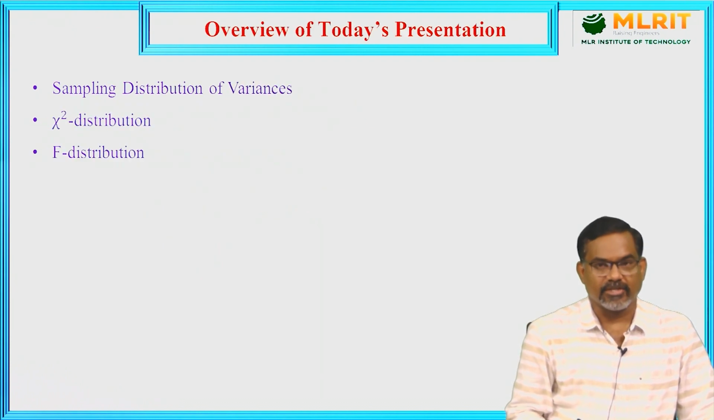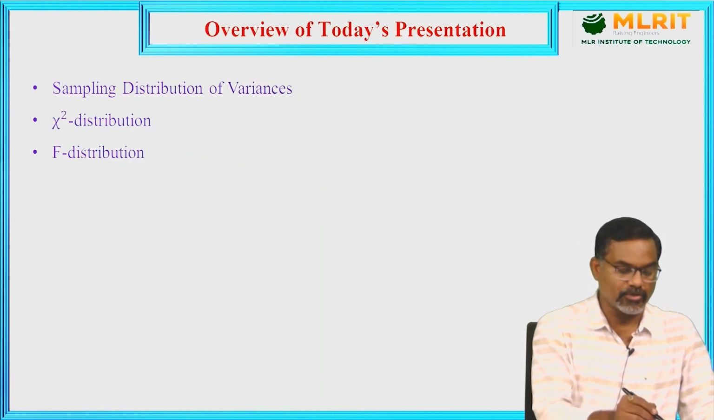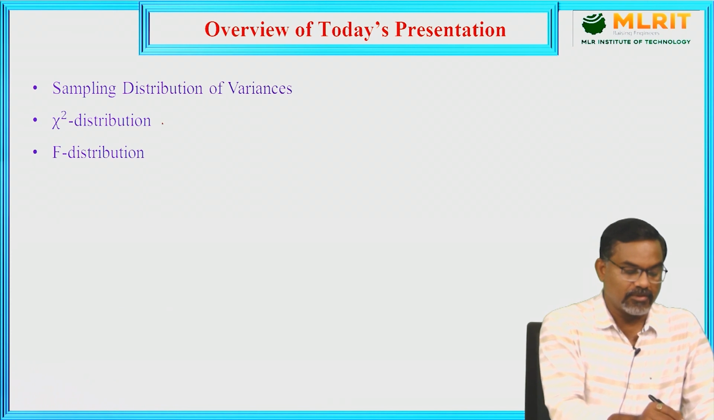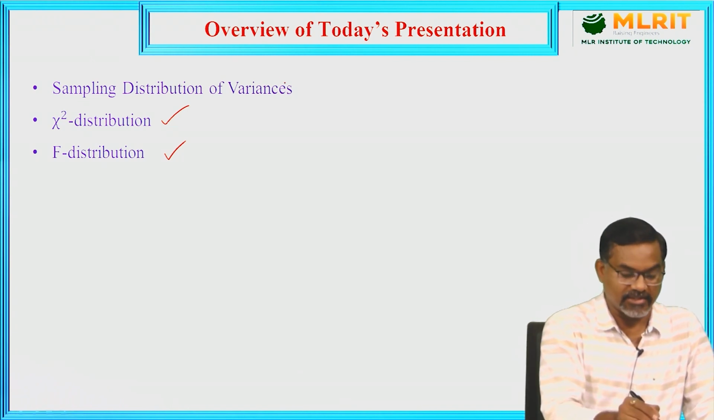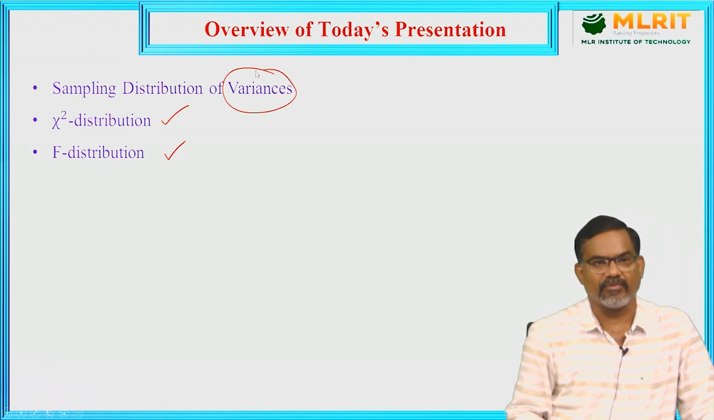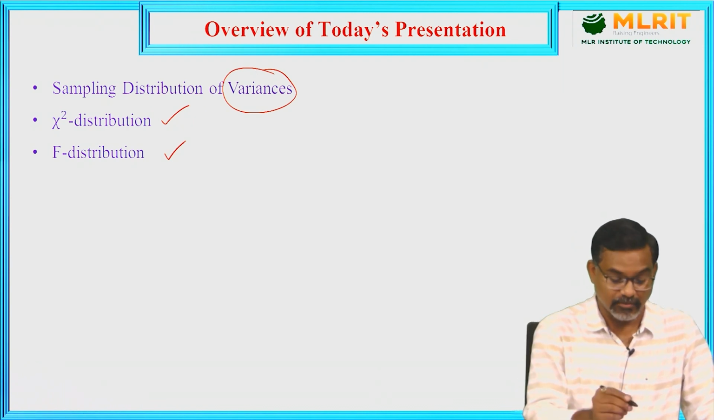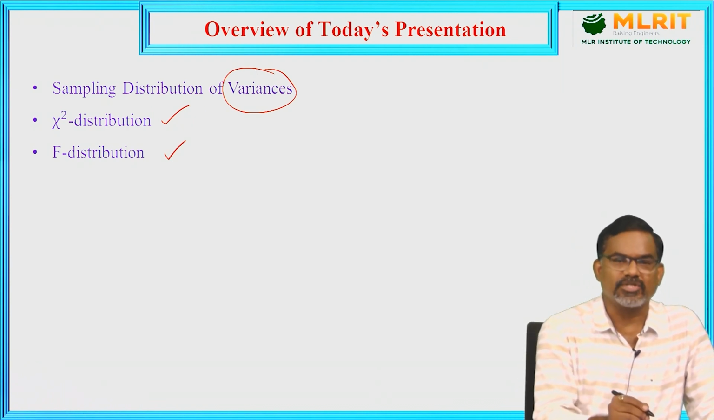Coming to today's presentation, today I am going to introduce two distributions, chi-square and F. These two come under the sampling distribution of variances. In the sampling distribution of variances, we use the chi-square distribution. What is the sampling distribution of variances?